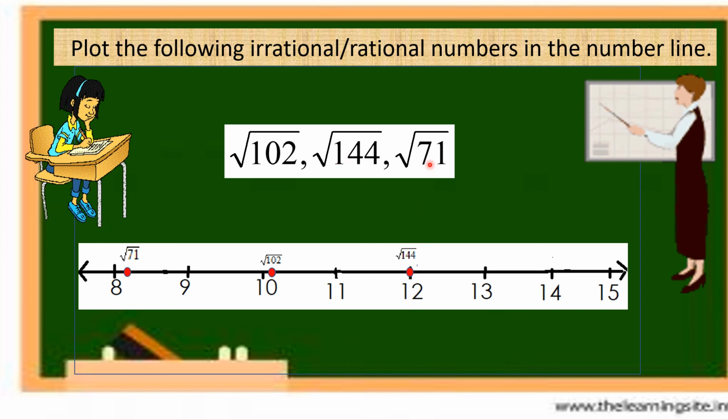We have square root of 71. Square root of 71 is in between 8 and 9. Why? 8 times 8 is 64. 9 times 9 is 81.